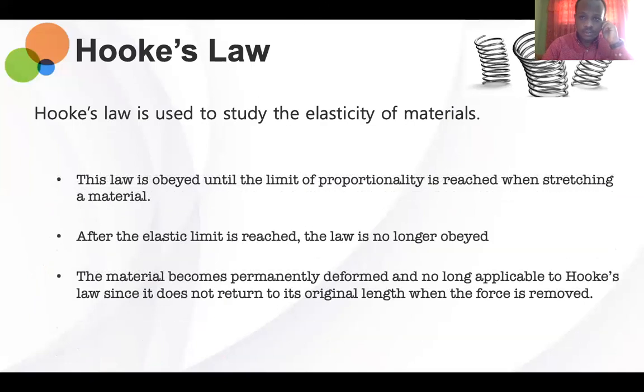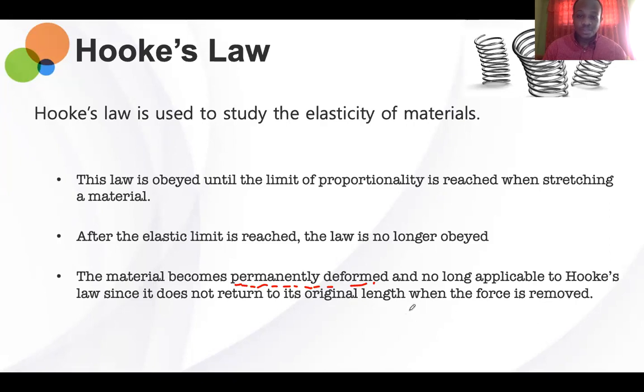As we said, let's just repeat, this law is obeyed until the limit of proportionality is reached when stretching a material. After the elastic limit, the law is no longer obeyed. The material now becomes permanently deformed and no longer applicable to Hooke's law, since it does not return to its original length when the force is removed.